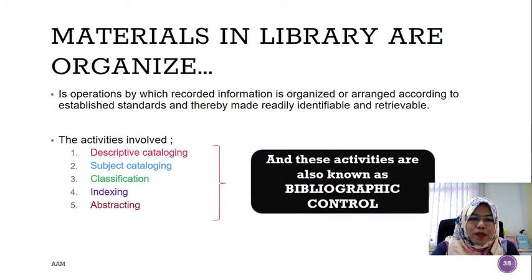Okay. So organizing materials in the library is the operation by which recorded information is organized or arranged according to established standards, and thereby made readily identifiable and retrievable. The activities involve descriptive cataloging, subject cataloging, classification, indexing and abstracting. All these activities are known as bibliographic control.